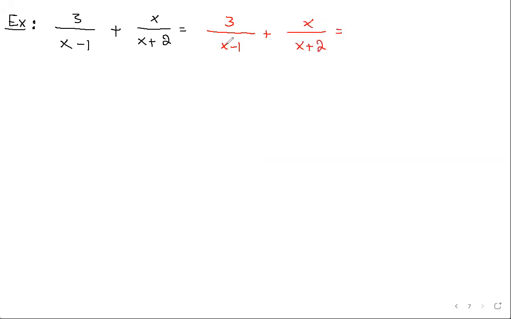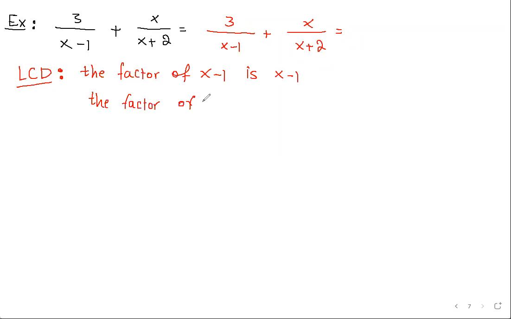Now we're looking for the least common denominator, like in the first or second section of this class. So the factor of x minus 1 is x minus 1. The factor for the second denominator, x plus 2, is x plus 2.